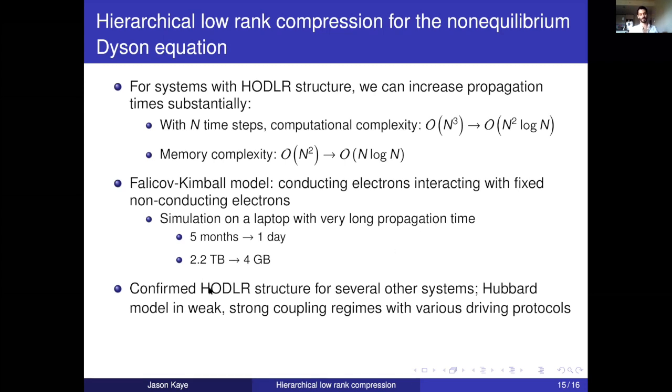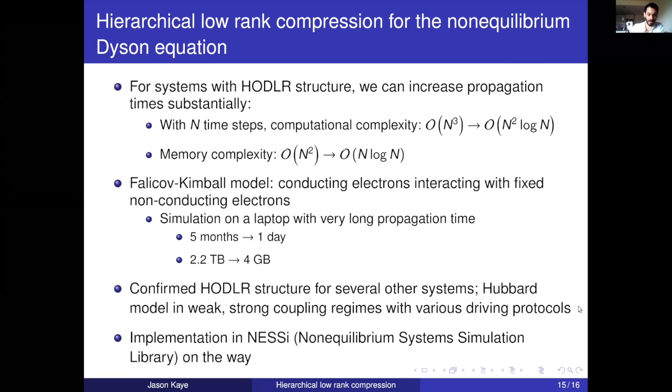And for the physics people in the audience who are interested, we also confirmed this compressibility structure for a bunch of other systems, particularly systems in the Hubbard model in different regimes with different driving protocols. Oh, and we have a full-scale general implementation on the way in the software package Nessie, of which my co-author Dennis is a developer. So you'll be able to try this method out on your own applications.